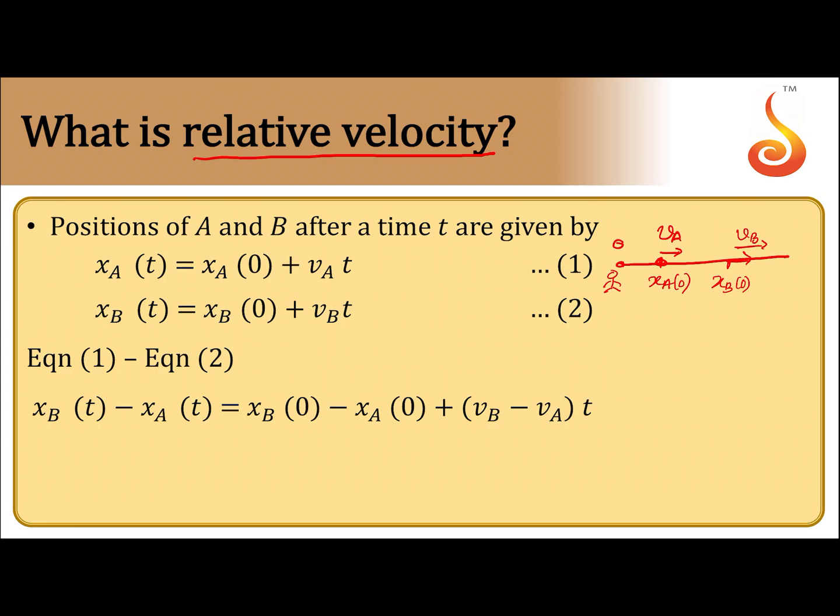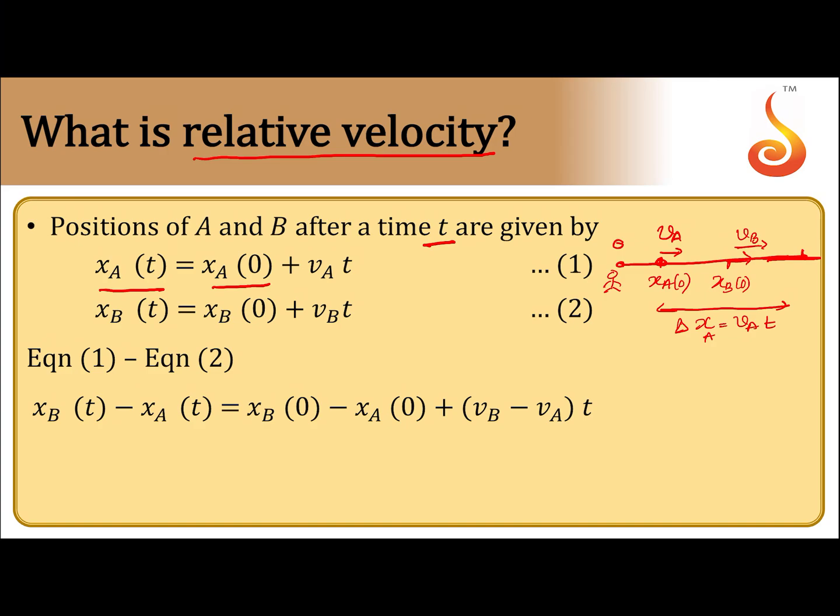So, now let us get their respective positions after some interval of time. After a time t, particle A is located at xA, which is equal to its initial position plus the distance travelled by A. Suppose the time interval is t. This is the extra distance travelled. I will call it delta x. This must be equal to its velocity into time.